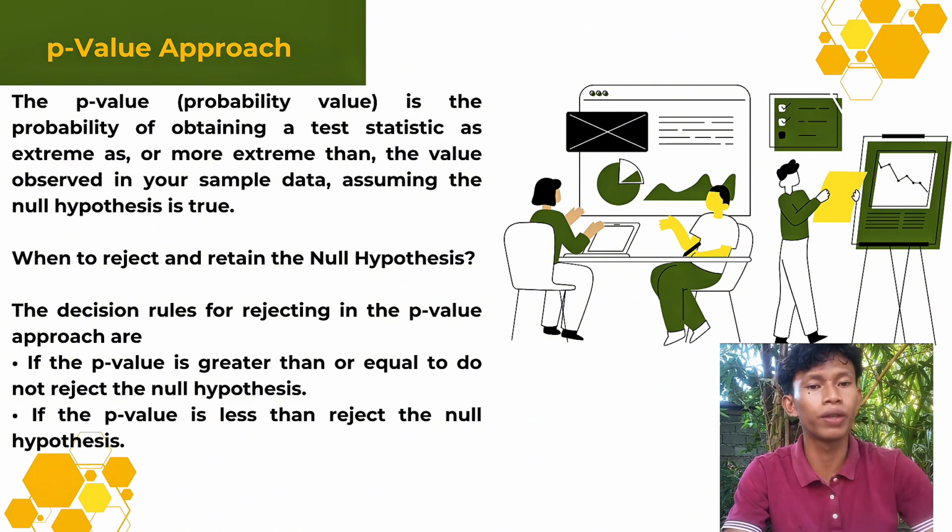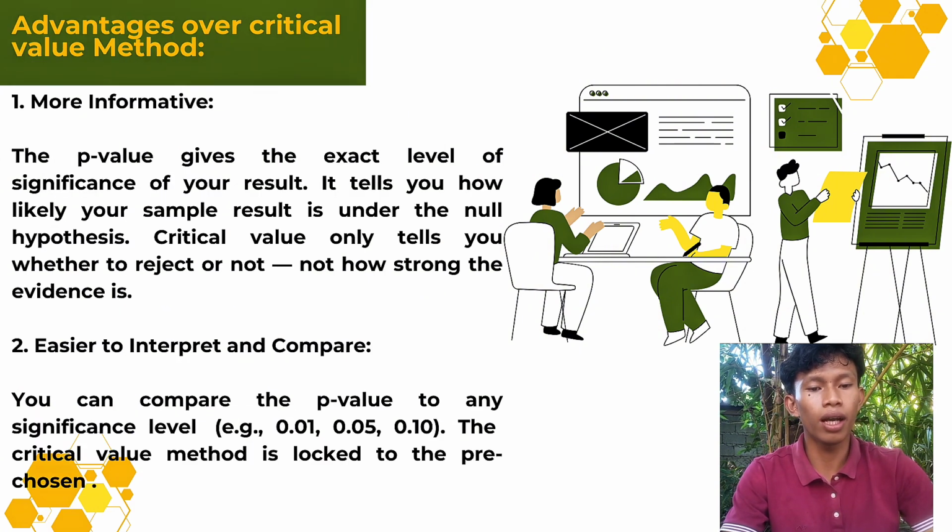What are the advantages over the critical value method? The p-value is more informative because it gives the exact level of significance of your result, and it tells you how likely your sample results are under the null hypothesis, while the critical value only tells you whether to reject or not, not how strong the evidence is. Also, the p-value is easier to interpret and compare. You can compare the p-value to any significance level, for example 0.01, 0.05, and 0.10, while the critical value method is locked to the pre-chosen level.